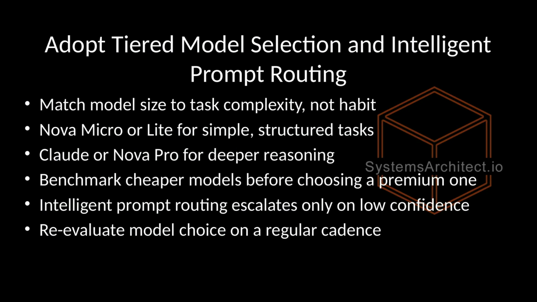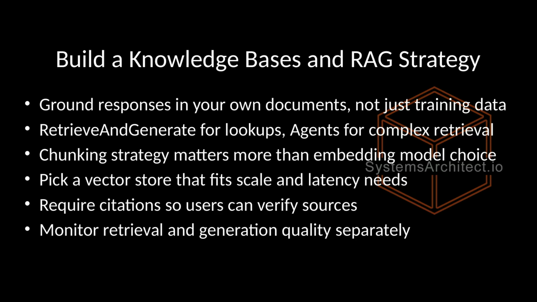How much cheaper can a smaller model be? Nova Micro can be well over 100 times cheaper per token than a flagship Claude model, so benchmark small before assuming you need premium. Use intelligent prompt routing to escalate only on low confidence and rerun your model evaluation on a regular cadence.